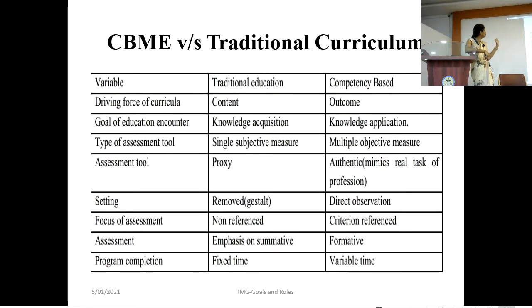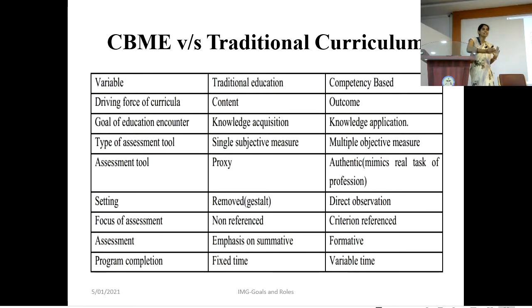So, what are the differences between the old curriculum and the new curriculum? The old curriculum was based on the traditional method of teaching. The new curriculum, that is the CBME, is student centric. The old curriculum is teacher centric. I give a lecture, you have to listen. There were not many interactive sessions. In the teaching-learning method, didactic lectures were more. So that was the old curriculum.